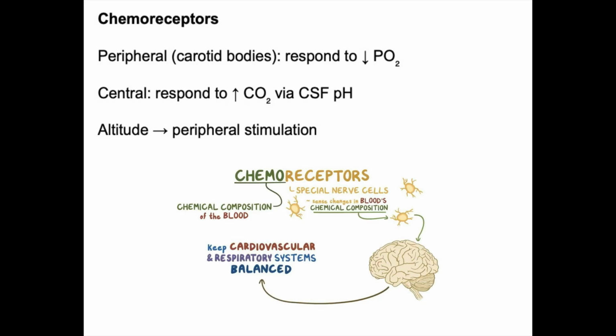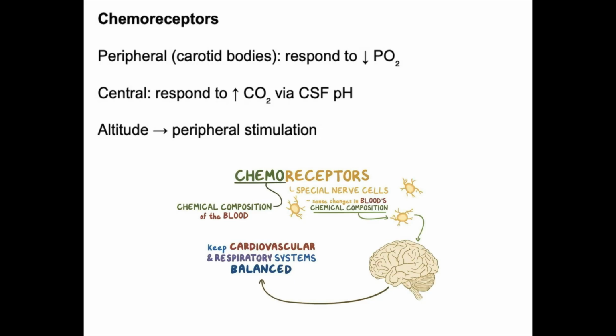Okay, so now we're moving on to chemoreceptors. There are two major chemoreceptor systems. You're going to have peripheral chemoreceptors, and those are primarily in the carotid bodies, and they respond to decreased PO2, okay? Then you're going to have central chemoreceptors, and they're going to respond to increased CO2, but indirectly via changes in cerebrospinal fluid pH, okay? So CO2 diffuses across the blood-brain barrier, forms carbonic acid in the cerebrospinal fluid. That will then lower the pH, and that will stimulate ventilation. Central chemoreceptors are the primary drivers of ventilation under normal conditions.